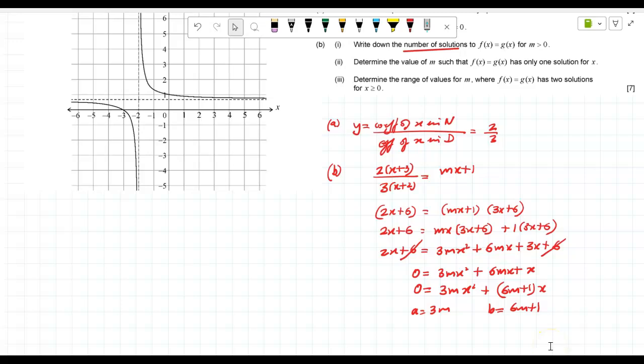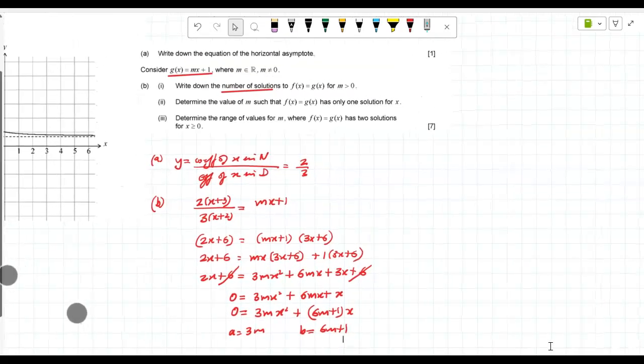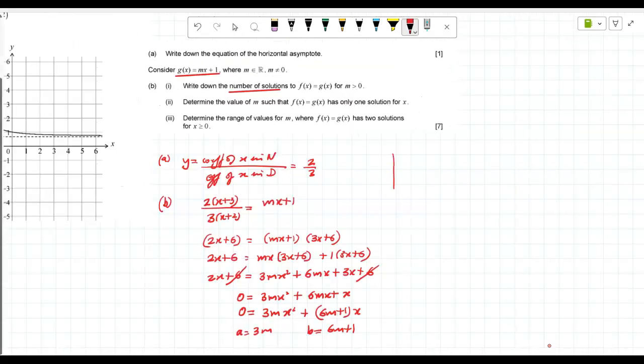Now what will you do? Because your a and b change now. So now you find your discriminant for part B, part 1. You have to find the discriminant, b squared minus 4ac. They are asking you to write down the number of solutions.